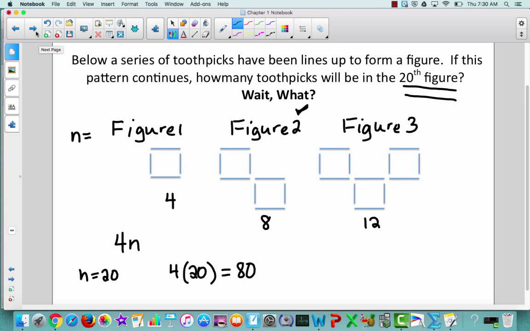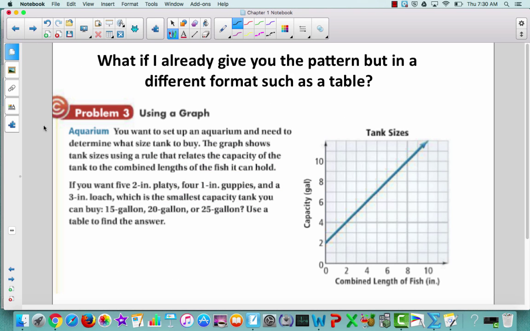All right, we're going to look at it another way. Let's look at if I have a graph. What if I already give you the pattern but in a different format, such as a table or a graph? All right, so this one's a little bit more detailed. You want to set up an aquarium, and you need to determine what size tank to buy. The graph shows tank sizes using a ruler that relates the capacity of the tank to the combined lengths of the fish it can hold.